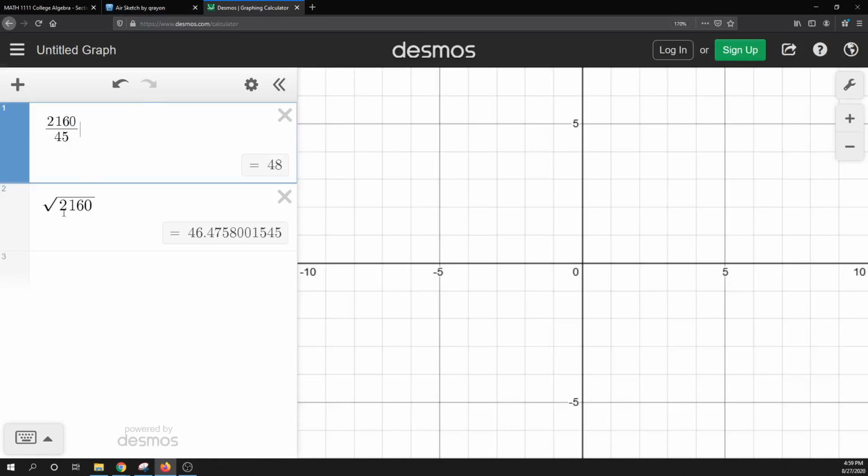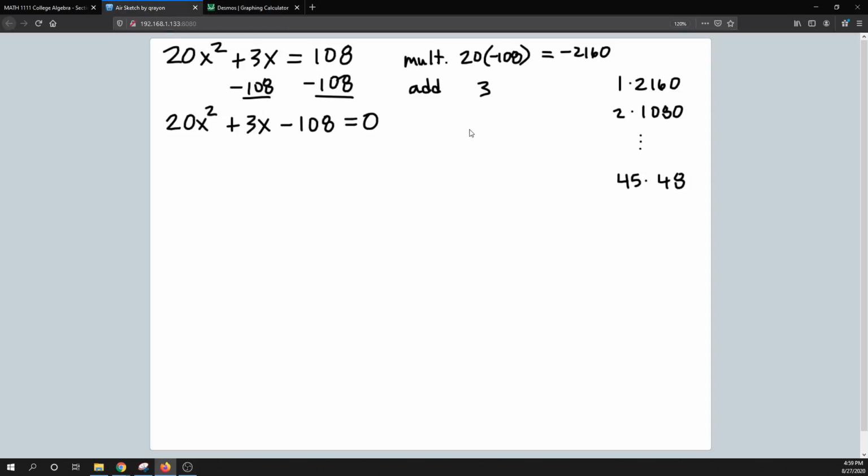Take the square root of that number and then start at the whole number part of it, 46, and then work your way back down, right, till you find something. So 45 and 48 look really promising here. So I'm going to take a look at those. So 45 and 48.